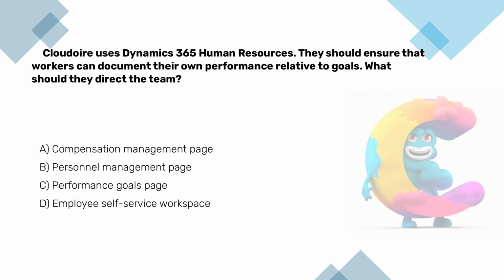We use Dynamics 365 Human Resources. We should ensure that workers can document their own performance relative to goals. What should we direct the team to? A. Compensation management page. B. Personnel management page. C. Performance goals page. D. Employee self-service workspace.